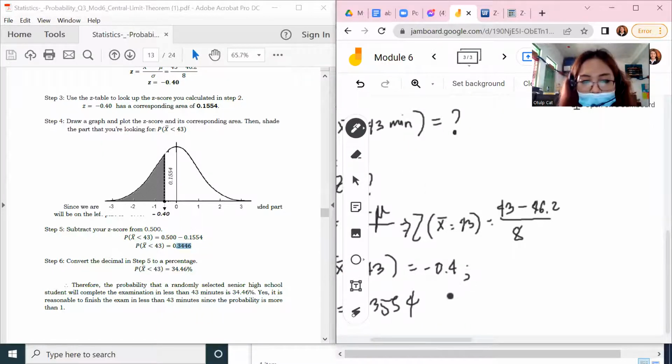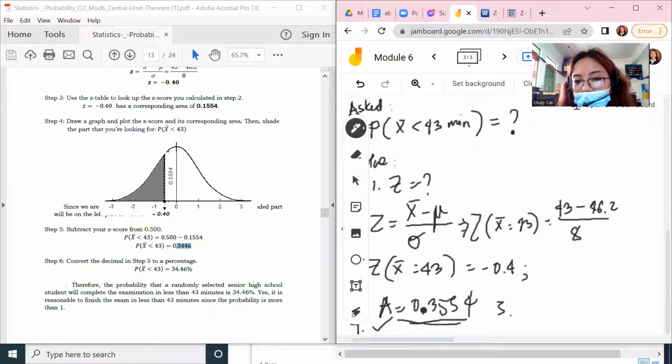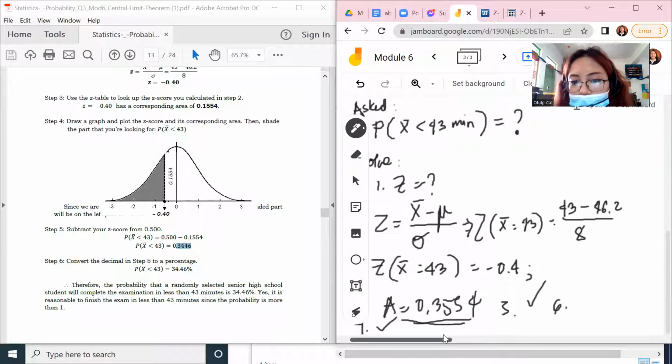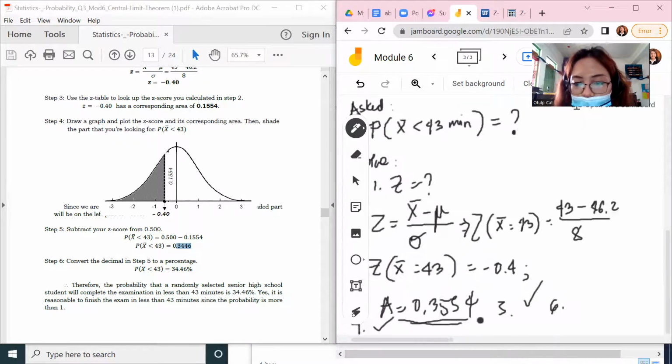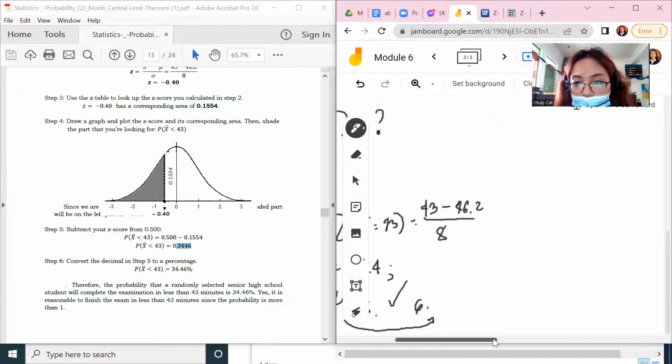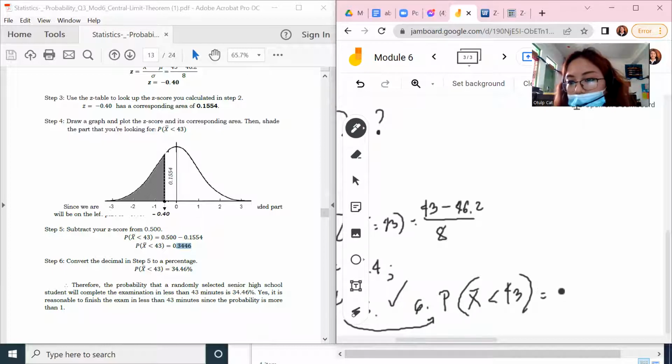Step 5, you don't need to do because the 0.3554, as I've said, already pertains to this area on the left side. Since that is the area, it also means the probability. This area is already the probability that x-bar is less than 43 minutes. We just convert it into a percentage, 34.46%.